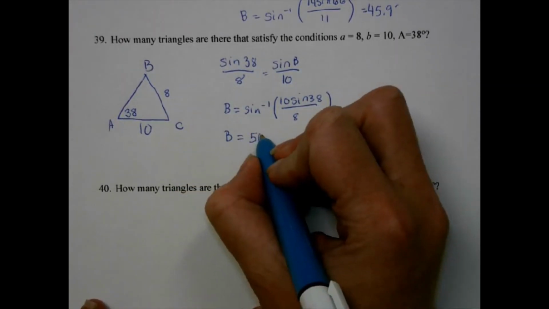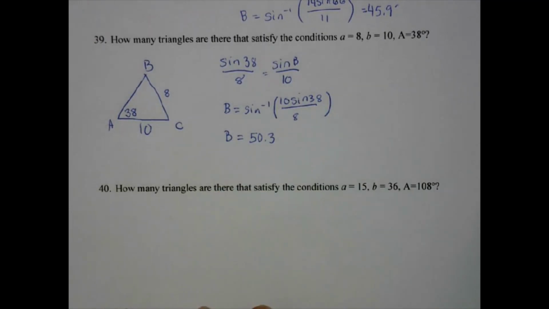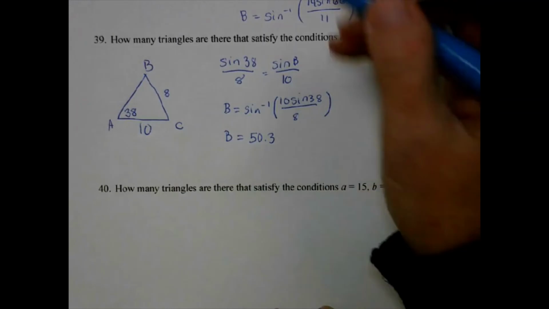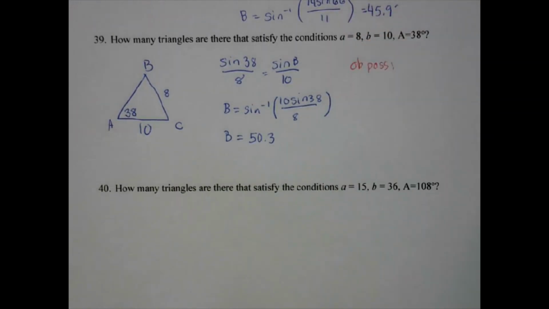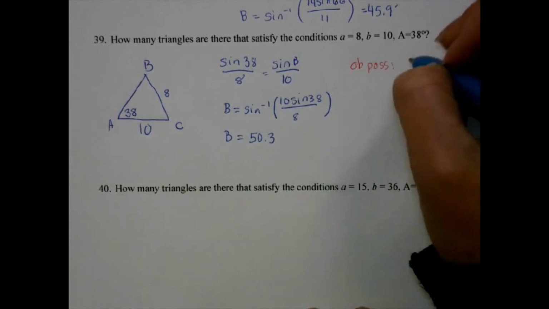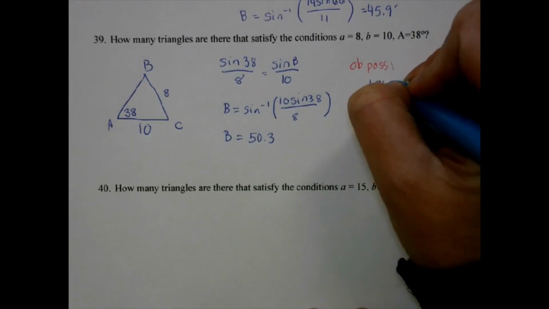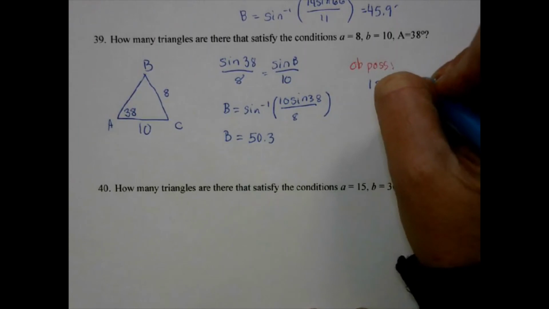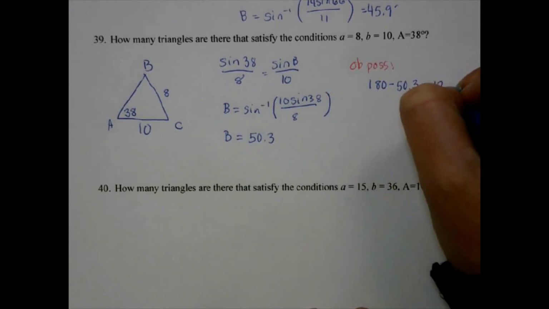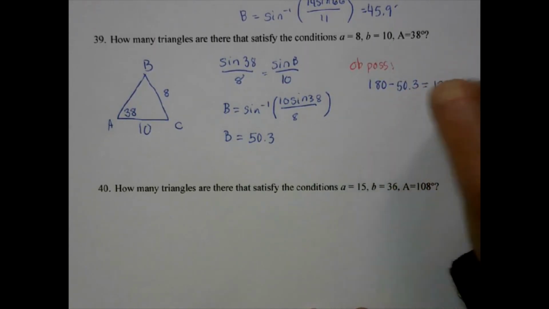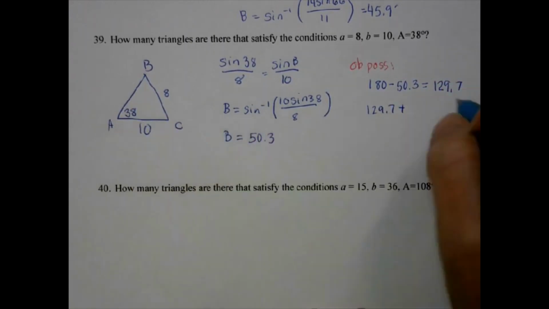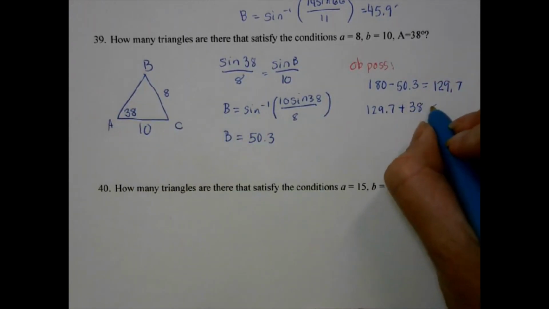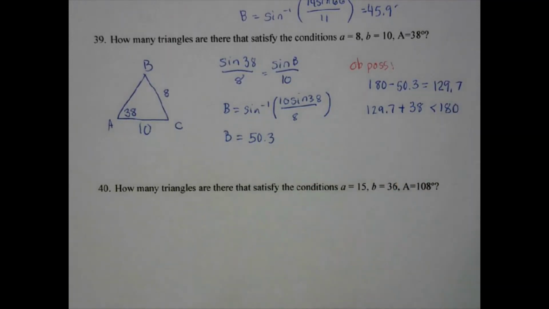So again, we have at least one. There may be a second. So we're going to check out our obtuse possibility. That's going to be 180 minus 50.3, which is 129.7. So does 129.7 play nice with 38? And yes, it does. It is less than 180. So there's going to be two triangles here.